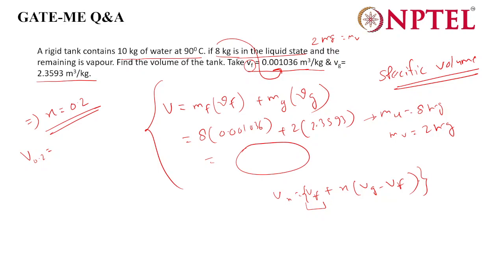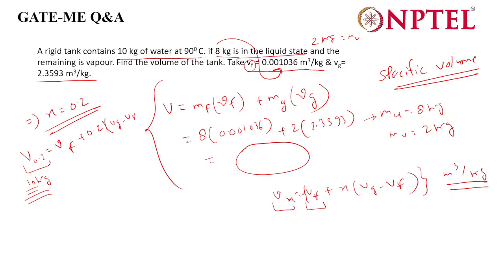Sir, if we are taking this specific Vx, then we will use specific everywhere, right? That I want to know. So in the final result we will be getting meter cube per kg. At that point the total mass would be 10 kg. So every property would be specific here and finally we will multiply by 10. So simply put Vf plus 0.2 times Vg minus Vf.